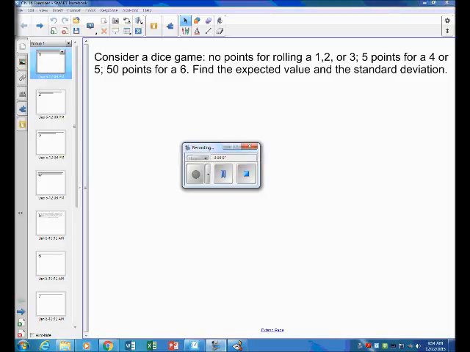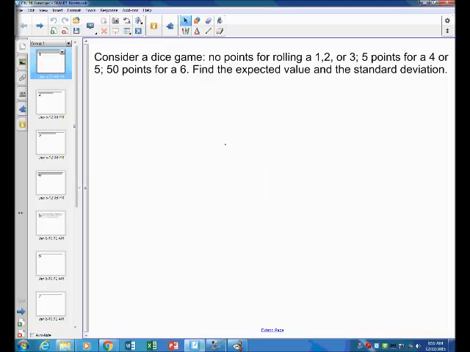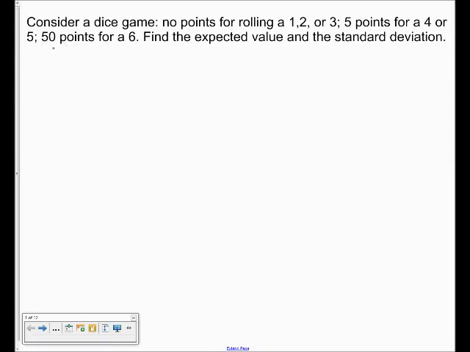All right, so let's go ahead and look at an example to introduce you to this idea of a random variable. So I went ahead and started this recording here, and if you look at the first example on your packet of slides, you'll see that we're considering a dice game. In this game, we're going to roll the dice, and we're going to get no points if we roll a 1, 2, or 3, 5 points for a 4 or 5, and then 50 points for a 6. And it asks us to find the expected value.